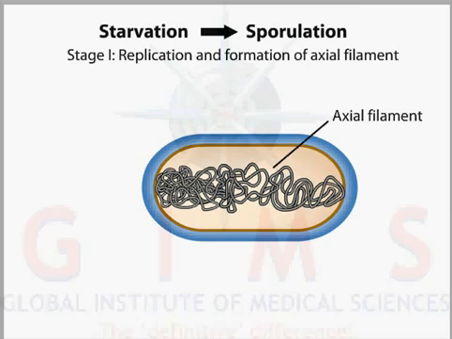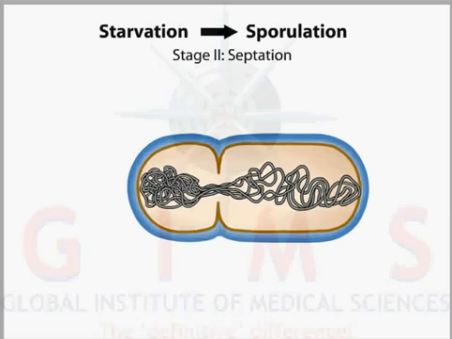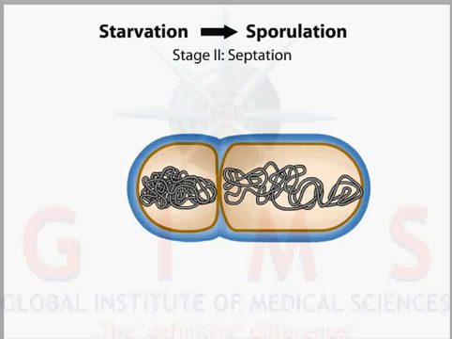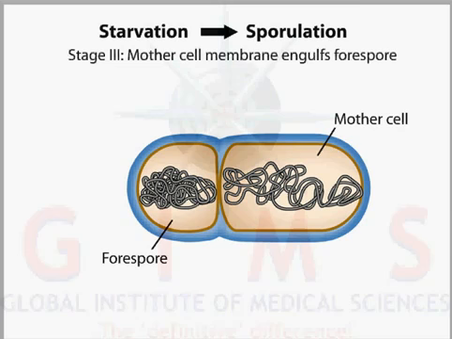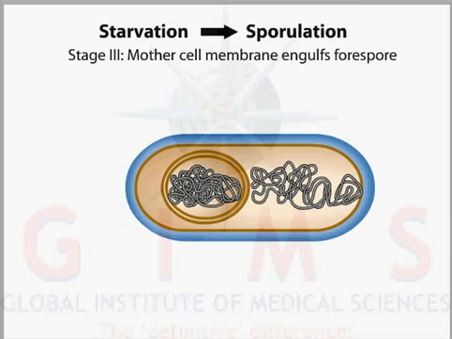Ultimately, one of the polar division sites wins out, and in stage 2, septation occurs, dividing the cell into 2 unequal compartments: the forespore, which will ultimately become the spore, and the larger mother cell from which it's derived. Each compartment contains a chromosome. In stage 3 of sporulation, the mother cell membrane engulfs the forespore, resulting in a structure encircled by 2 membranes.